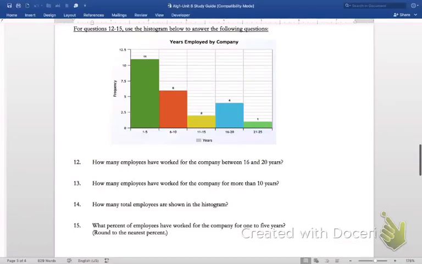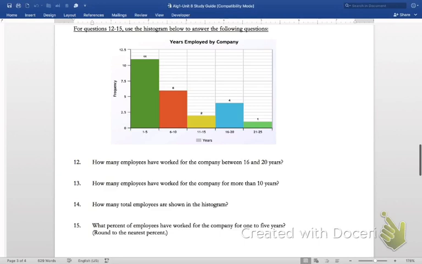Okay, page 2 of the Unit 8 Study Guide Solution Key. Here we go with part 2. First, on questions 12 through 15, we want to look at the histogram and answer the 4 questions. Number 12, how many employees have worked for the company between 16 and 20 years?